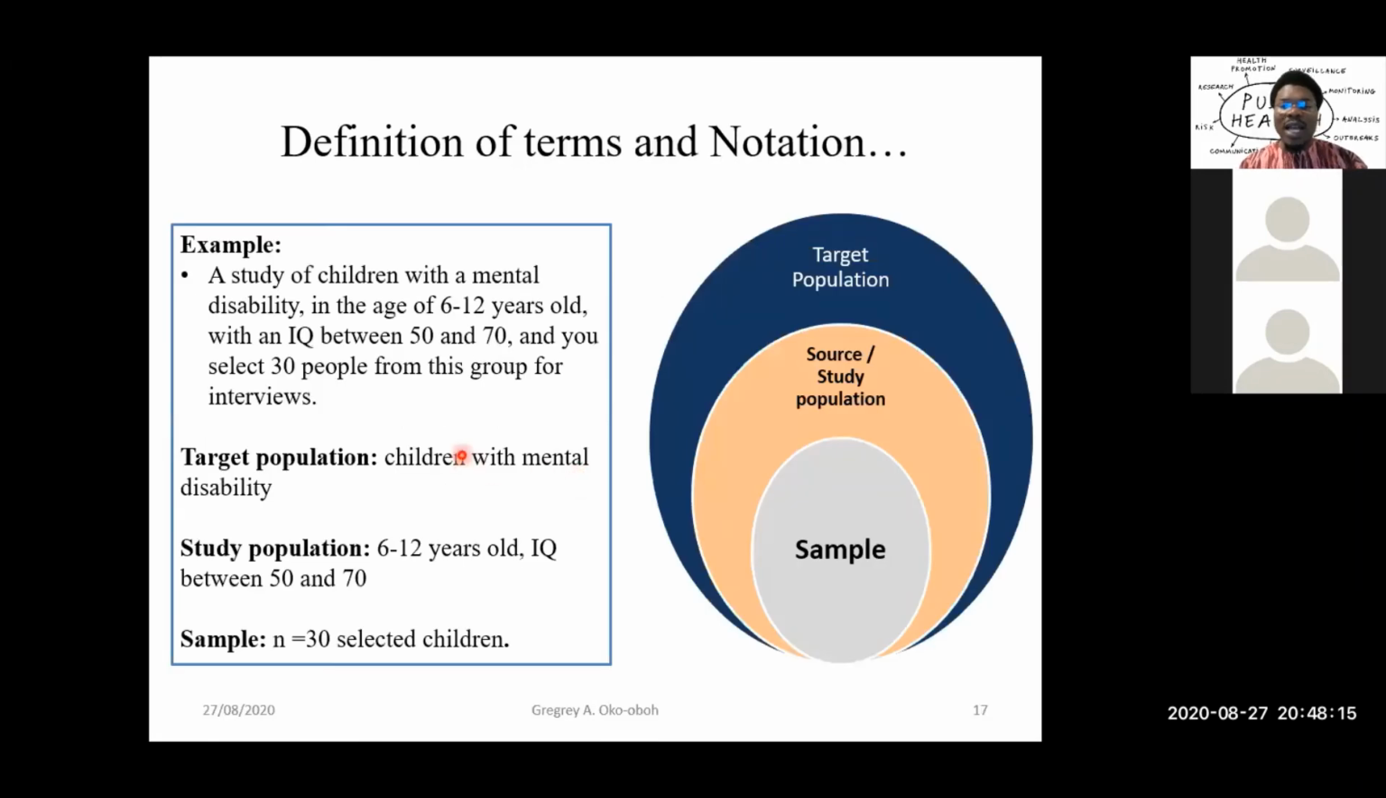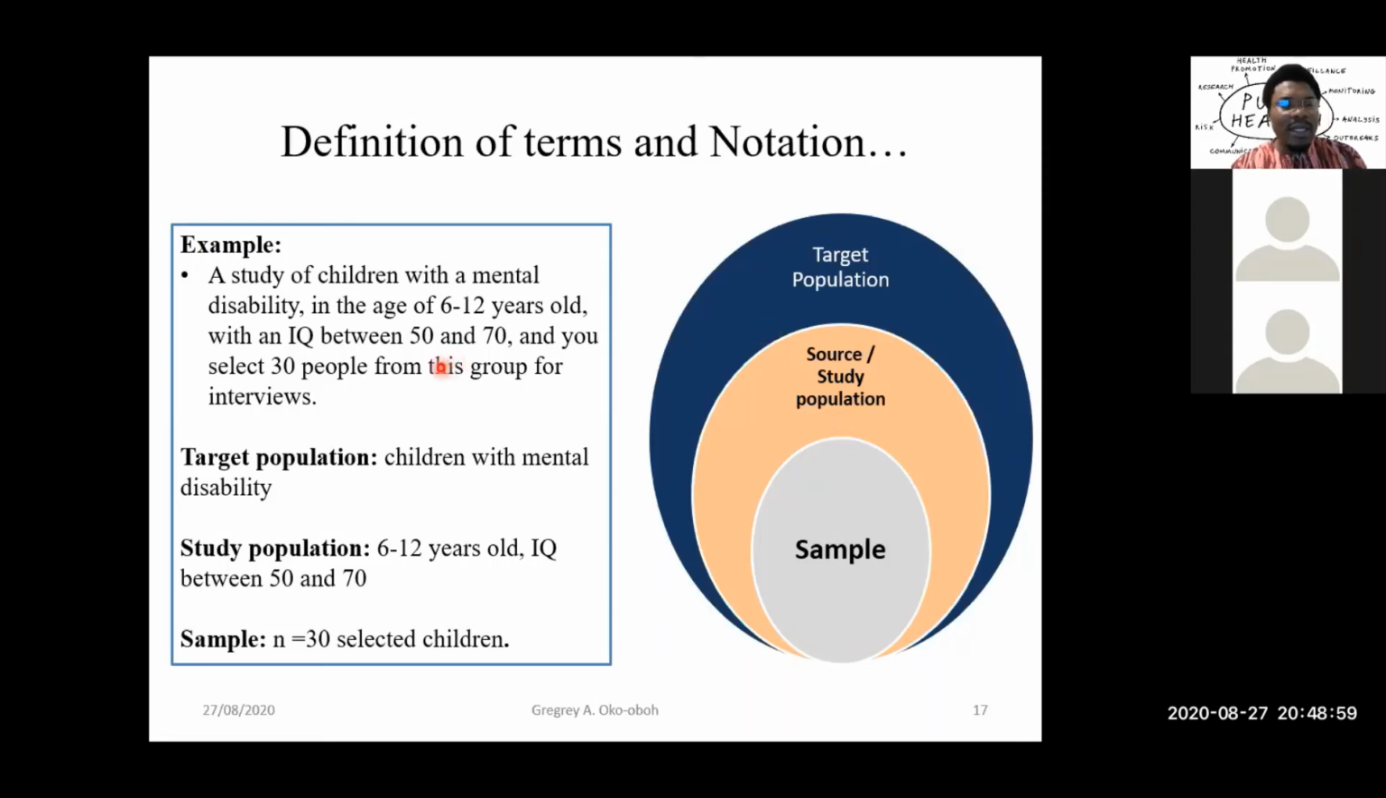This is an example to further explain. Now you can see the target population; the source or study population is embedded in the target population, and then the sample is embedded in the source or study population. So the idea is that your sample must be representative of the source population, and the source population must be representative of the target population. I must stress here, there are some authorities who will say that the source population is actually the target population, and the target population is the source population. That's just a difference in terminology, but please understand and be able to explain the term that you are using at any given time.